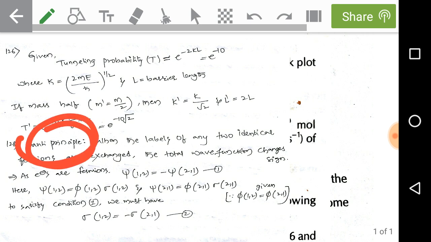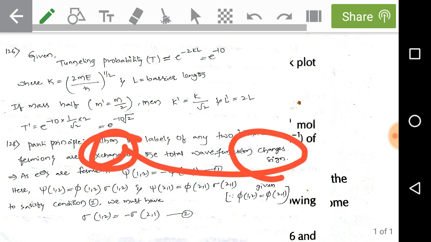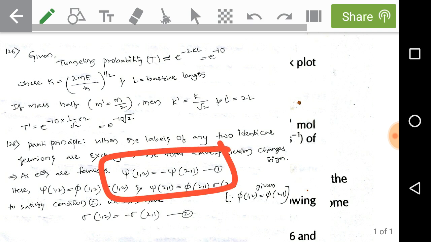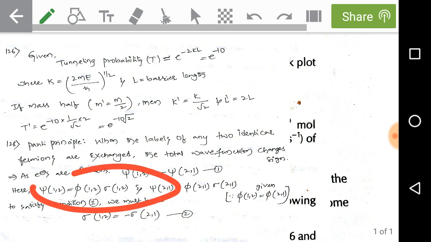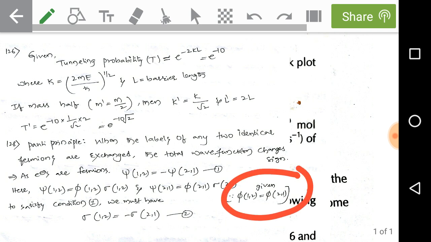Just remember, this is very important, Pauli's principle. When the labels of any two identical fermions are exchanged, the total wave function changes its sign. As electrons are fermions, we can take psi 1 comma 2 should be equal to minus psi 2 comma 1 and consider it as equation 1. Here psi 1 comma 2 is equal to pi 1 comma 2 sigma 1 comma 2, and psi 2 comma 1 equals pi 2 comma 1 sigma 2 comma 1, because we are given that pi 1 comma 2 is equal to pi 2 comma 1 in the problem.